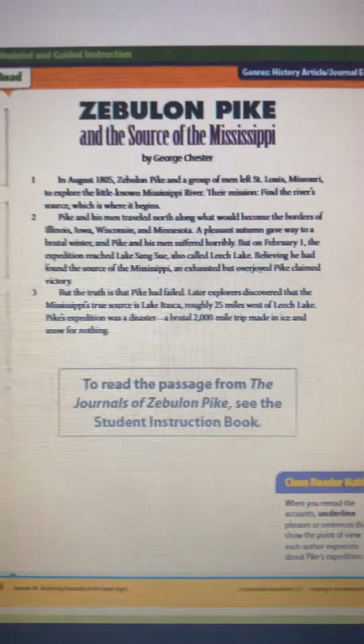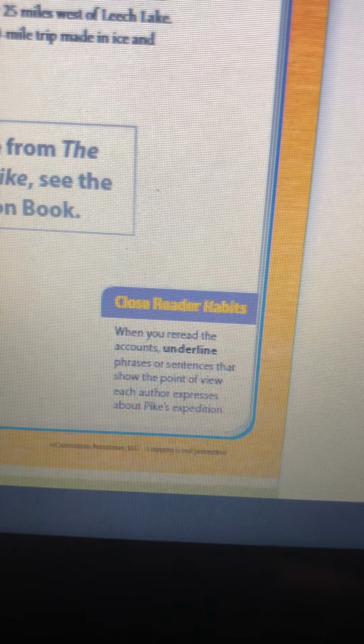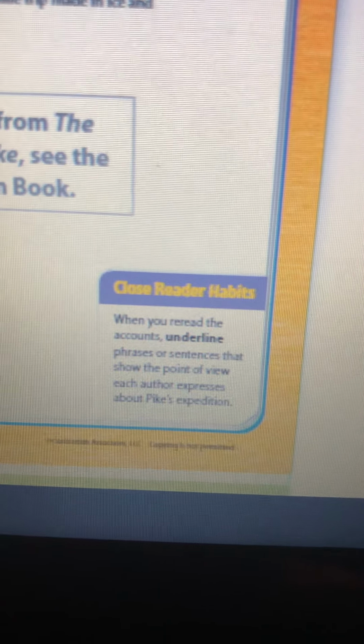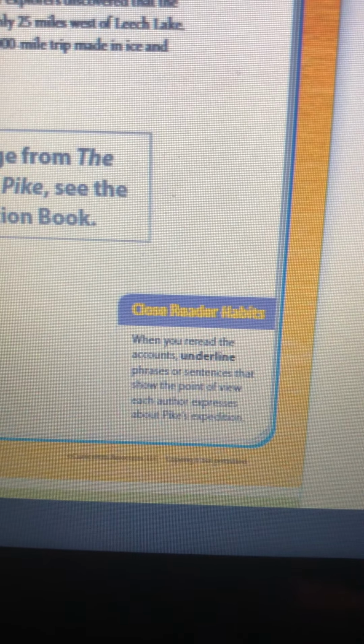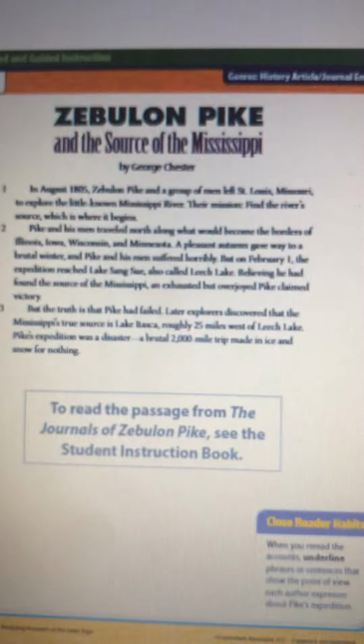You're going to first read through it one time. The second time you read it, you're going to look at the closed reader habits and follow those directions. If you do this and go over the closed reader habit, it will help you with answering the questions that are provided under assignments. All right.